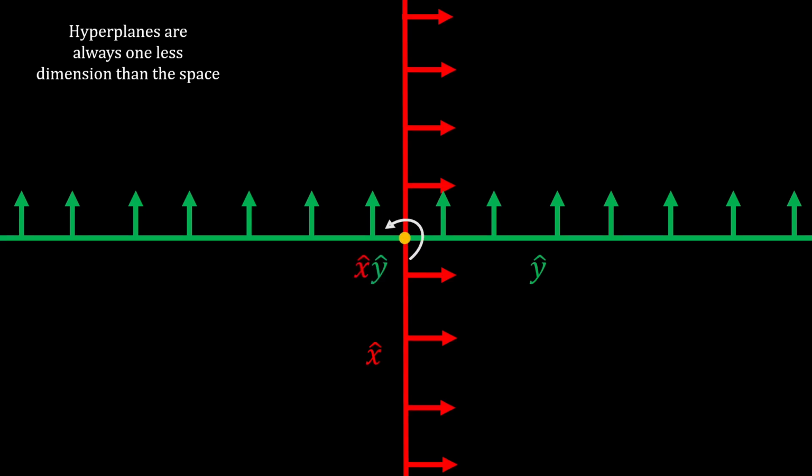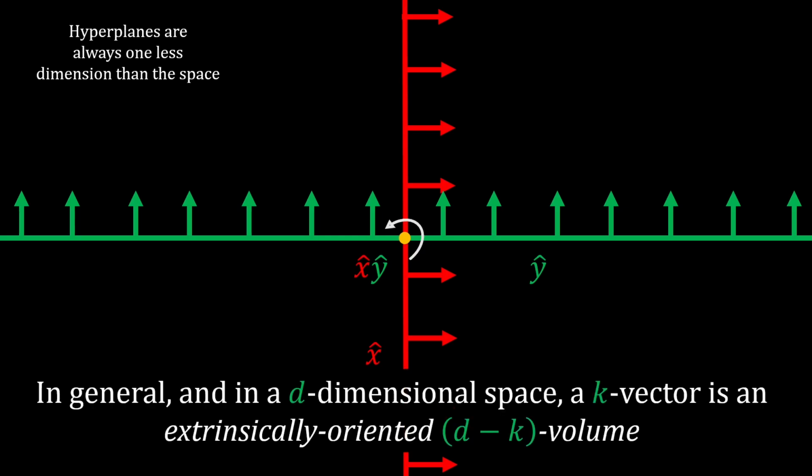The bivector is then the intersection of these 2 mirrors and represents the origin with an extrinsic orientation given by the traditional view's bivector. In contrast to the traditional view and the sphere view, in the mirror view, the geometric objects lower their dimension while the algebraic objects raise their dimension. Thus, in general, and within a d-dimensional space, a k-vector is a d minus k volume.